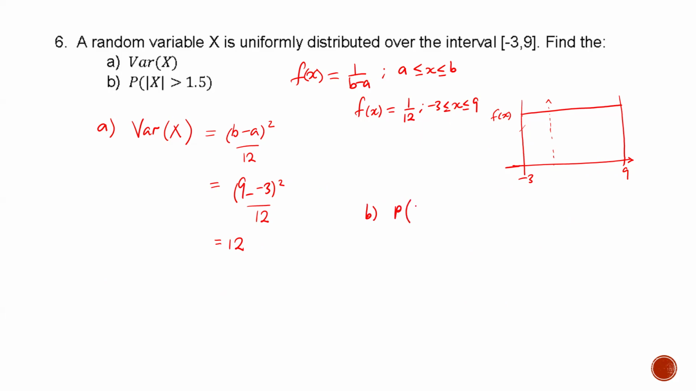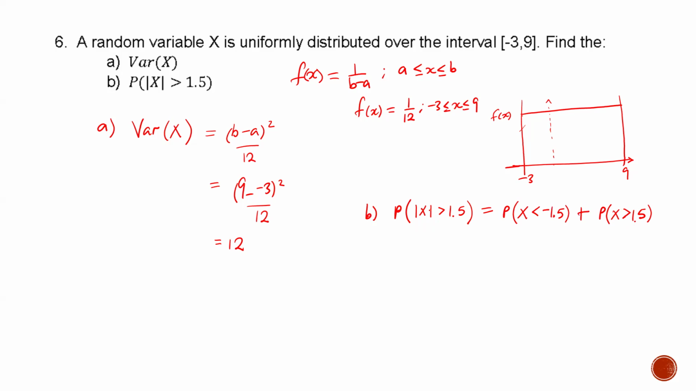Now the probability that the absolute value of x is greater than 1.5 can be split into two. We can either have x less than -1.5 or x greater than +1.5. This absolute value of x means basically the positive x as a positive number, or how far x is from 0. So the absolute value of -1.6 is in fact +1.6. Absolute value of 1.6 is just 1.6.